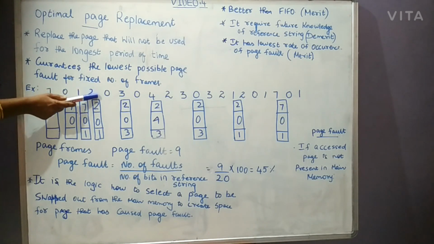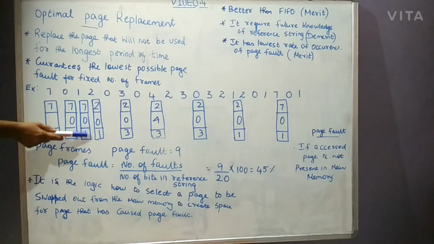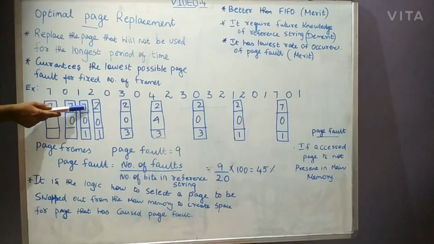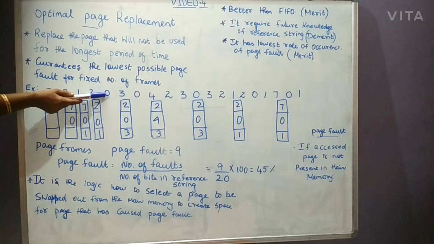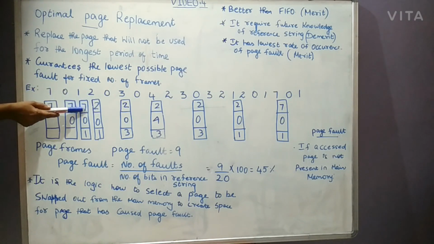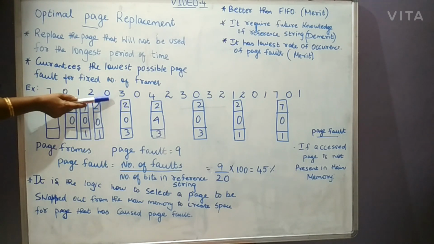Now I want to include 2. Which one is not used for the longest time? We have to check. 0 we are going to use, and 1 we are going to use, but 7 is the one we are not using for the longest period. So in place of 7 I am replacing 2. 0 is already there, no need for a page fault.